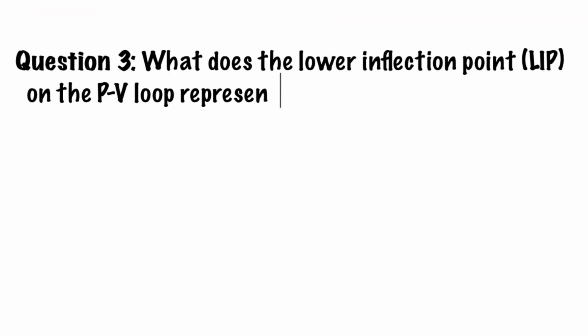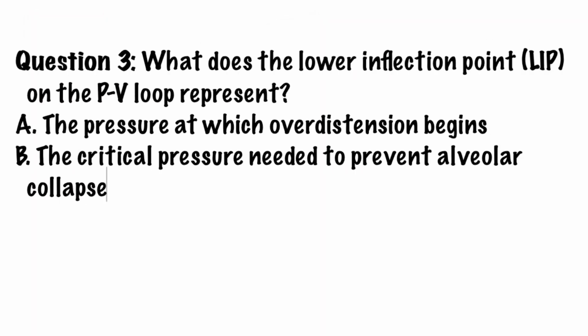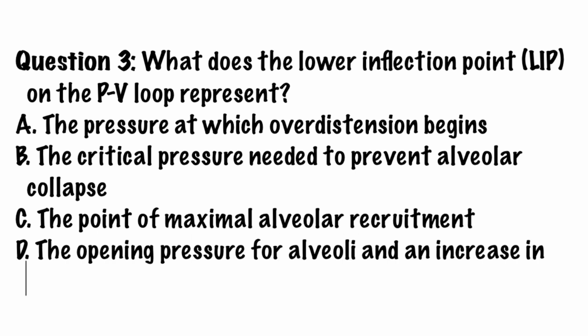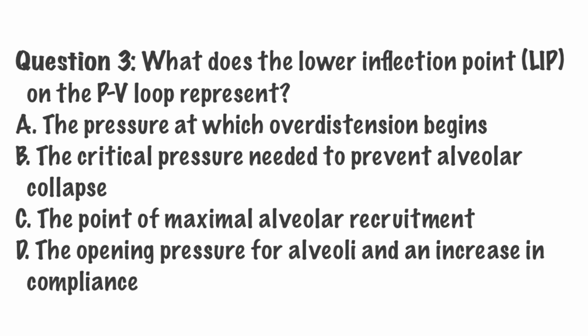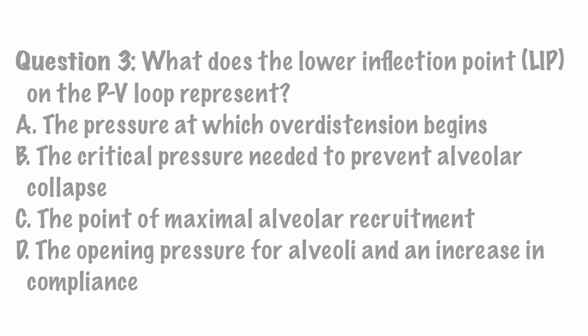Question 3. What does the lower inflection point, LIP, on the PV loop represent? A. The pressure at which overdistension begins. B. The critical pressure needed to prevent alveolar collapse. C. The point of maximal alveolar recruitment. D. The opening pressure for alveoli and an increase in compliance.